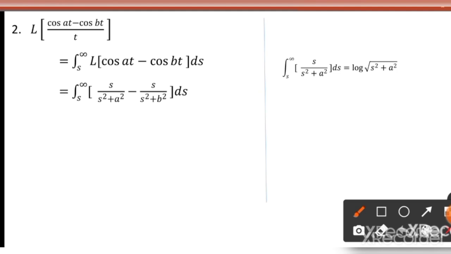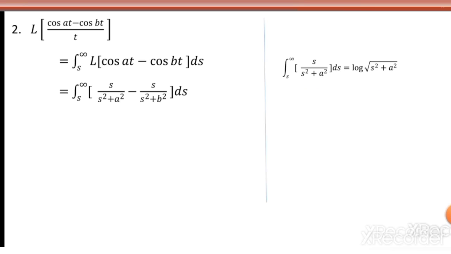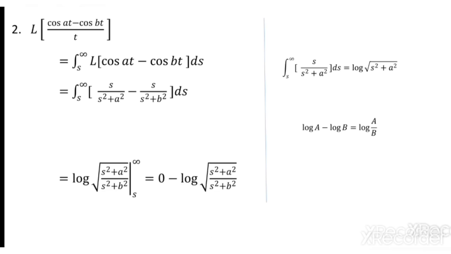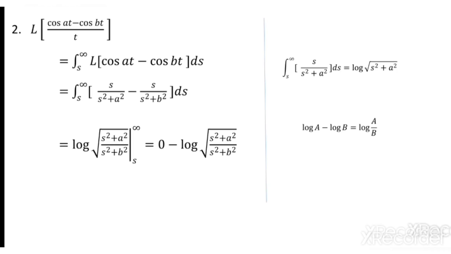Here we have s square plus a square, and its direct derivative is 2s. So you can multiply by 2 and divide by 2, giving half times 2s by s square plus a square. So the integral is half log of s square plus a square. By the rule n log m equals log m power n, that is why it is log root s square plus a square. So I have log root s square plus a square minus log root s square plus b square, but we know that log a minus log b can be written as log a by b. That's why I have log root of s square plus a square by s square plus b square.